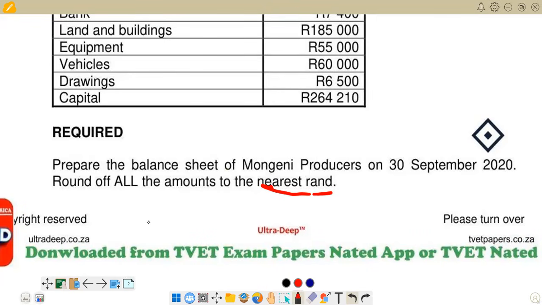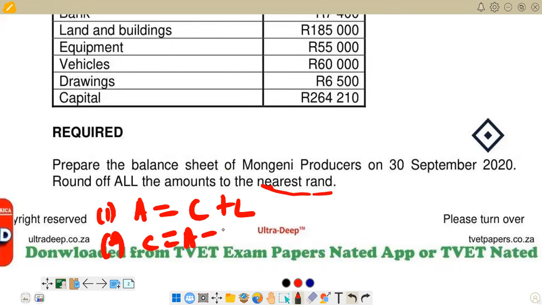The balance sheet usually summarizes the accounting equation, and we know that the accounting equation says assets is equal to capital plus liabilities, whereby this side should be equal to this side. This accounting equation can be presented in 3 forms. This is our first form. In the second form, we make capital the subject of the formula, and it becomes capital is equal to assets minus liabilities. In the third form, we make liabilities the subject of the formula, and it becomes assets minus capital.